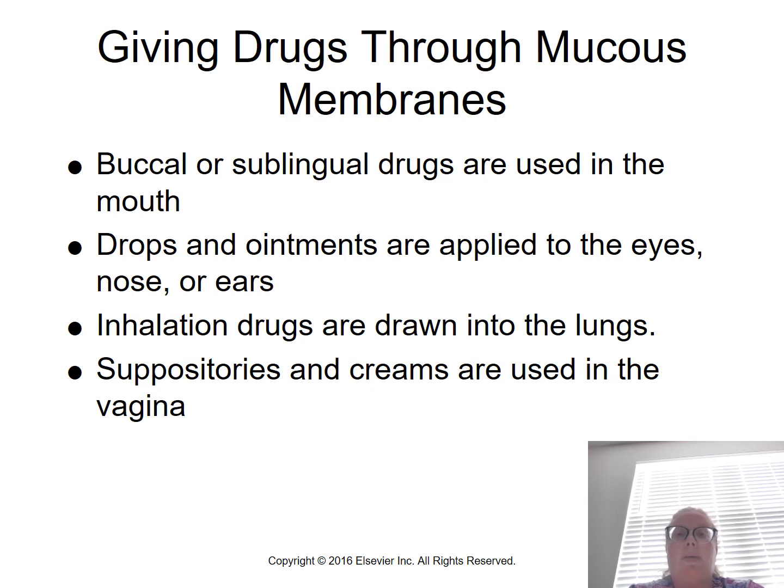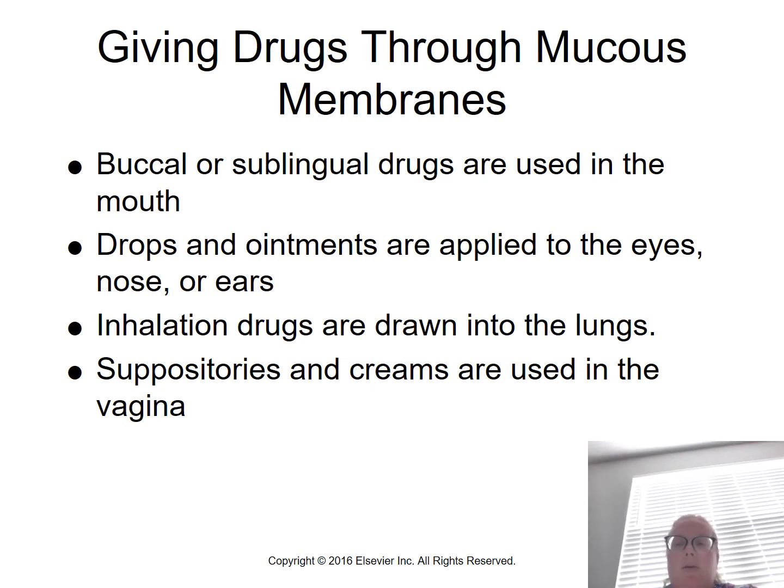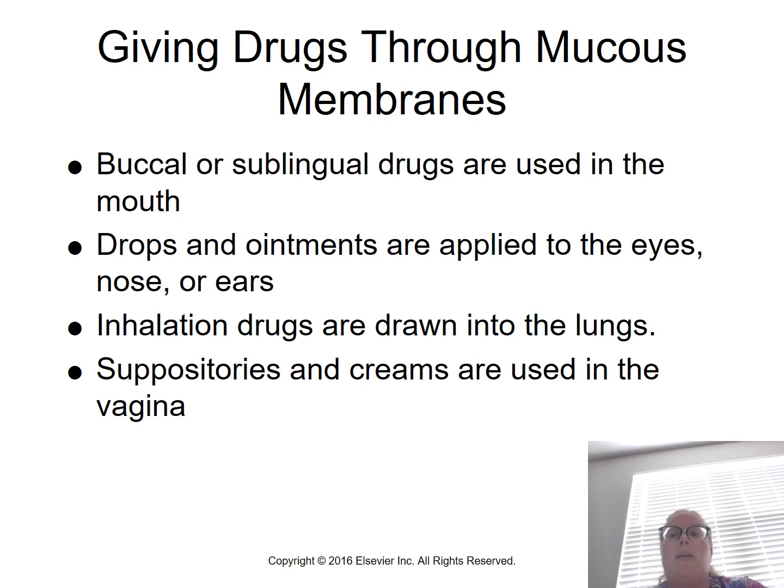So buccal or sublingual drugs are given in the mouth. Buccal is usually given right inside the cheek, whereas sublingual is given underneath the tongue. Remember, I said that's a very vascular area. I said that on Friday. Drops and ointments are applied to the eyes, nose, and ears. Inhalation drugs are drawn into the lungs. And suppositories and creams are used in the vagina.